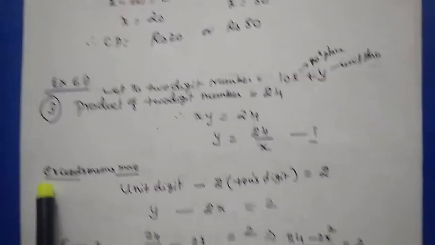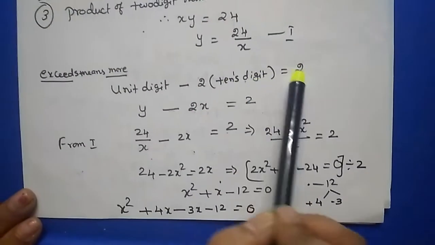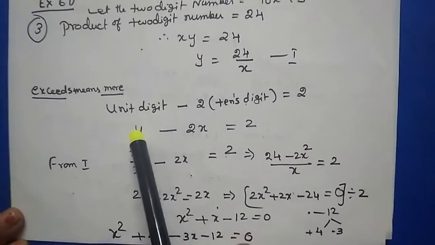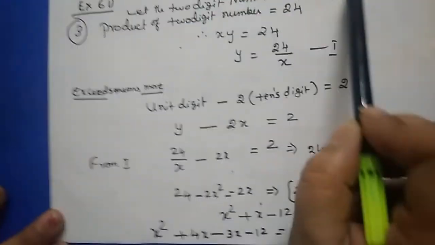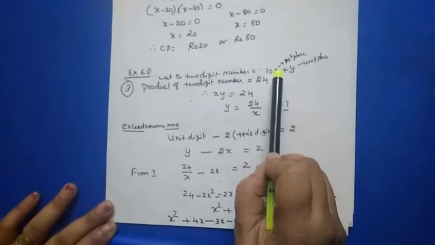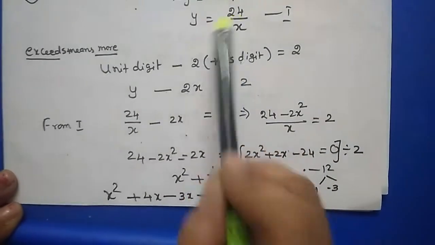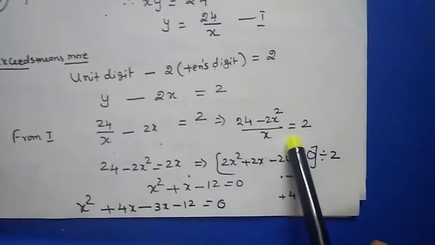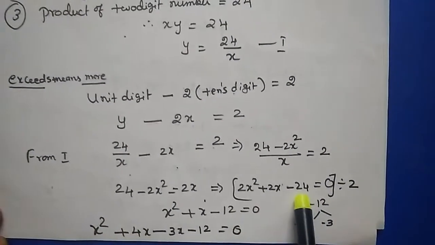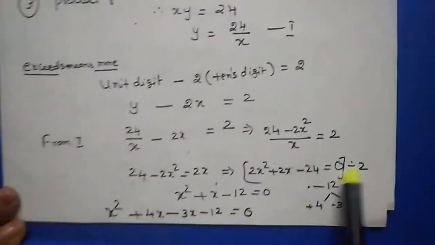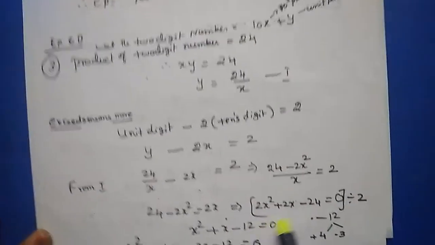Next, what is given? Exceeds means more. The unit place exceeds twice the tens place by 2, it is given in the question. Unit place minus 2 times the tens place is equal to 2. Here the unit place is y and tens place is x. So y minus 2x is equal to 2. And in the place of y, substitute this 24 by x. Simplify, you are getting the equation 2x squared plus 2x minus 24. Again here 2 is common, divide by 2. You are getting the simplest form, x squared plus x minus 12 is equal to 0.